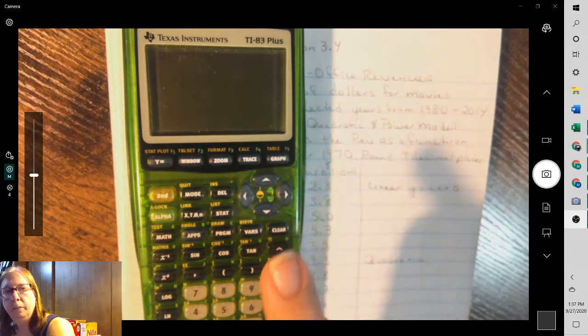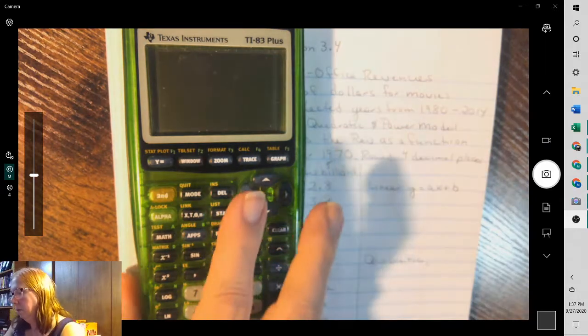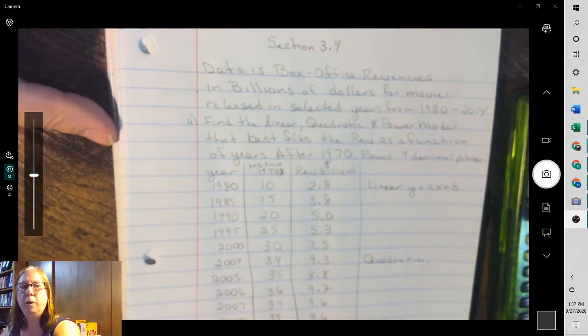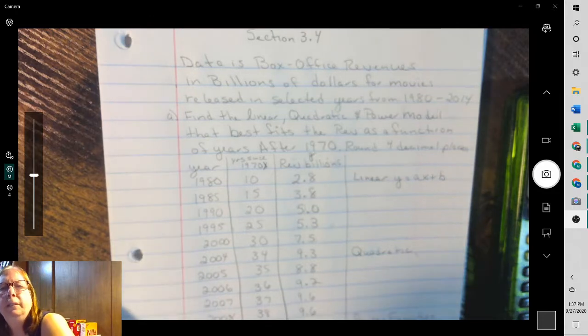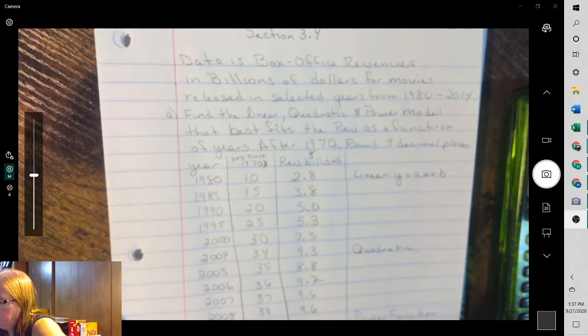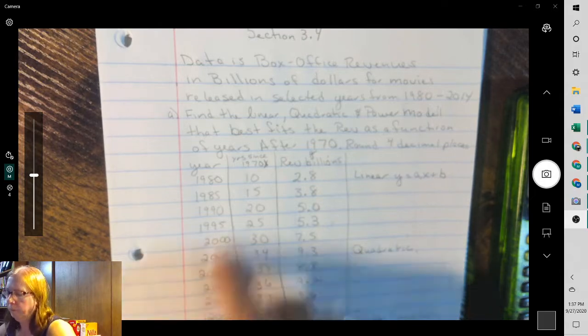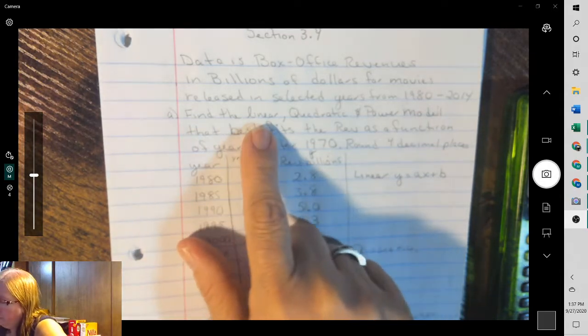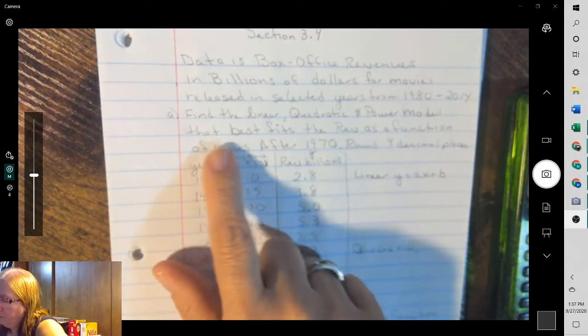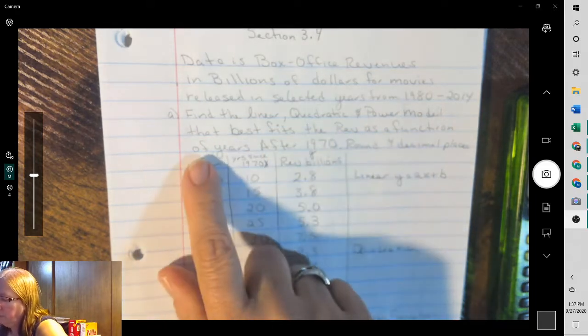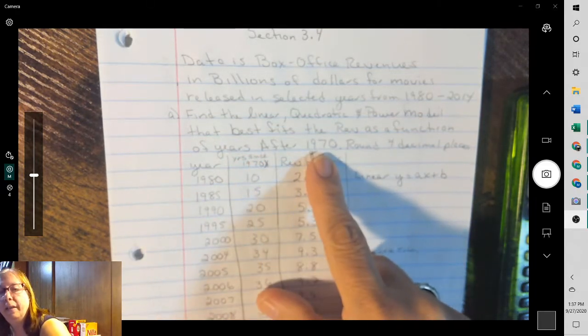But using the calculator, let's look at a problem. This is data for our box office revenues in billions of dollars for movies released in selected years from 1980 to 2014. And that's our years. Find the linear, quadratic, and power model that best fits the revenue as a function of years after 1970.